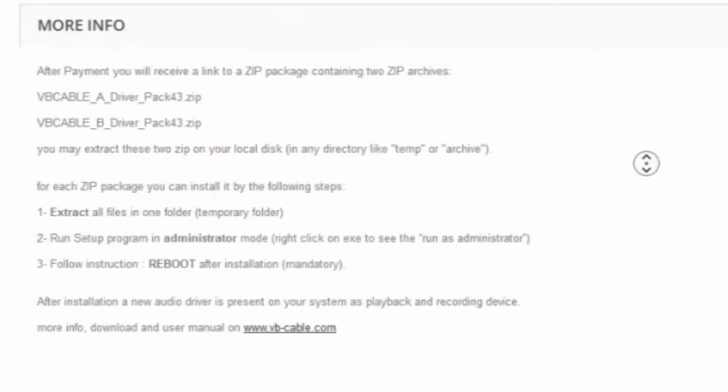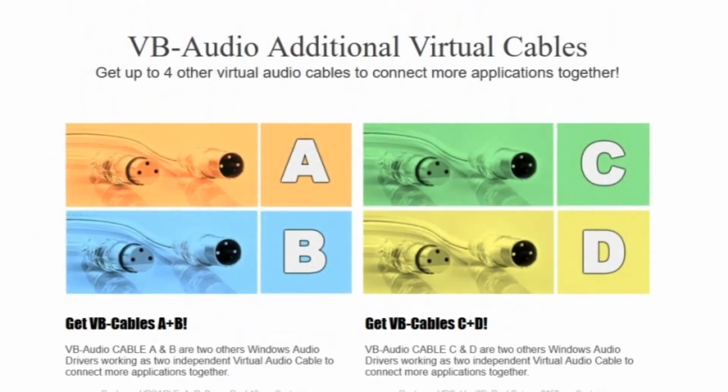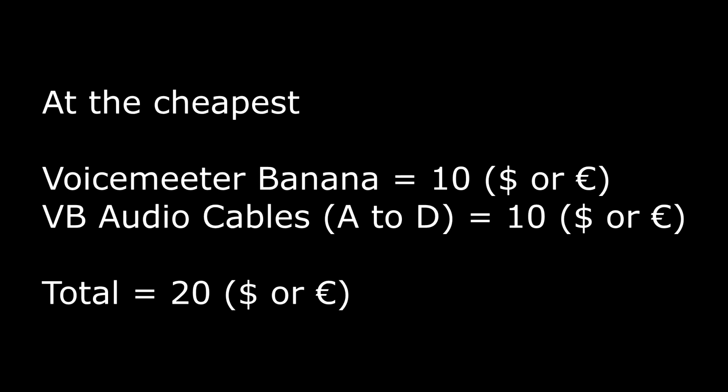And to install them, all you need to do is be sure to run the installer in administrator mode and reboot the computer afterward, just to be on the safe side. Again, if you're looking for more freedom with the audio tracks when editing, I'd buy the collection of cables. In total, combining the cost of VoiceMeeter Potato, this would only cost you around €20 or dollars.